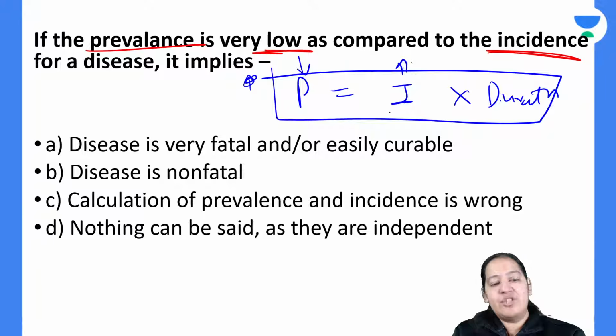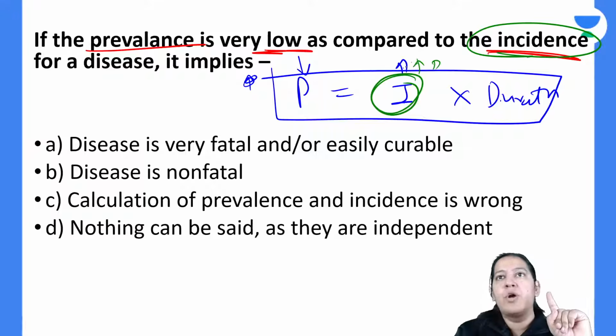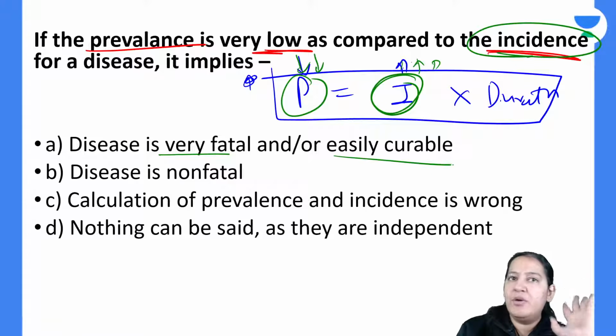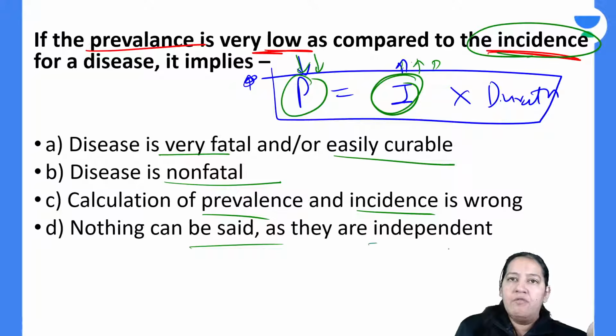Imagine a disease in which new cases are more. Incidence is high. Incidence means new cases. New cases are very many, but total cases are less. When can it happen? I'm asking you. The disease is very fatal or easily curable, or the disease is non-fatal, or calculation of prevalence or incidence is wrong, or nothing can be said, they are independent.